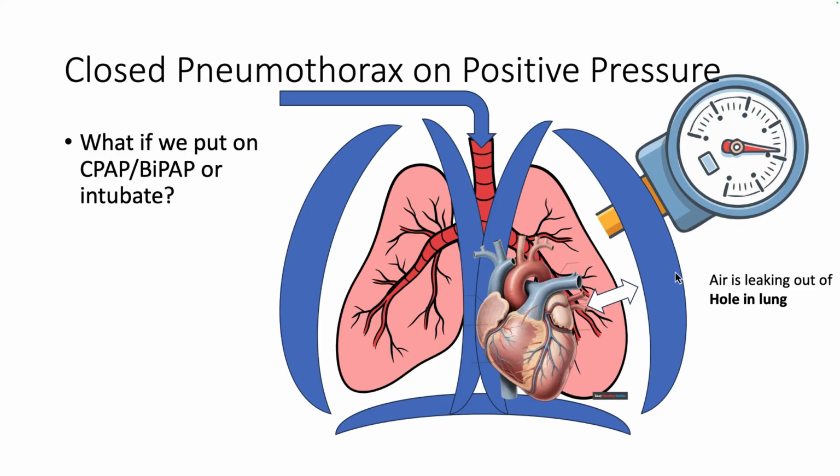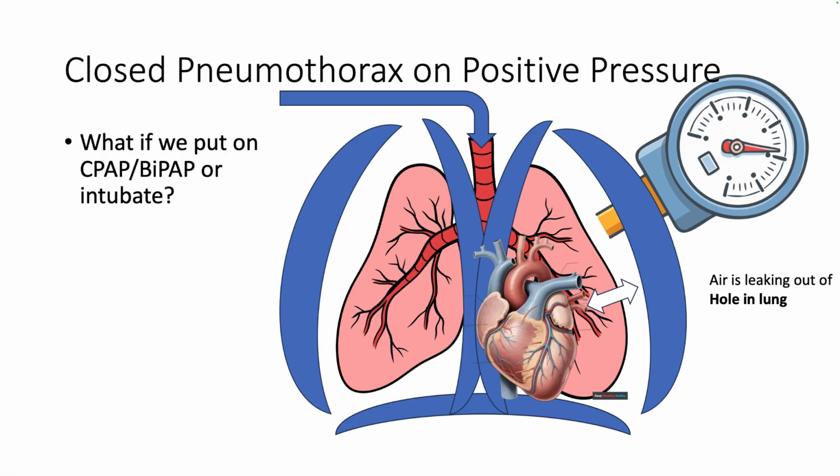Now, let's say we have this patient with respiratory distress and we put them on positive pressure ventilation. That could be CPAP or BiPAP, or we intubate the patient and put them on the ventilator or bag them. That changes the situation dramatically because now we're pushing air into the chest. Now that air leaking out of the lung can form positive pressure in the chest and put pressure on the inferior vena cava and the right atrium.